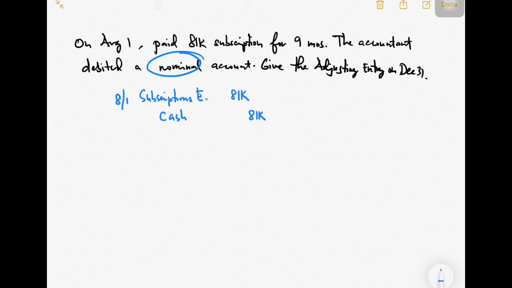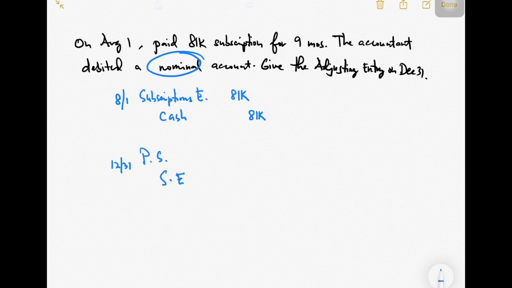Now, what is the problem with this entry? Come December 31, you recognize too much expense. So it follows that in the adjusting entry, you will be crediting your subscriptions expense and then debit your prepaid subscriptions. Why? For the credit, I think it's self-explanatory. You recognize too much expense, so you are deducting at year end. While the debit in the prepaid subscription, this is to represent that you still have prepaid subscription come next year because you have an excess.